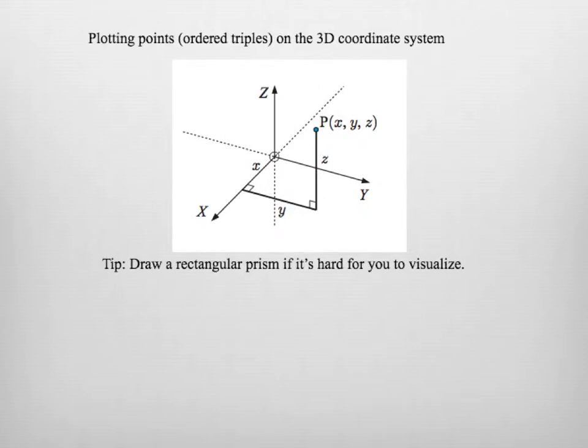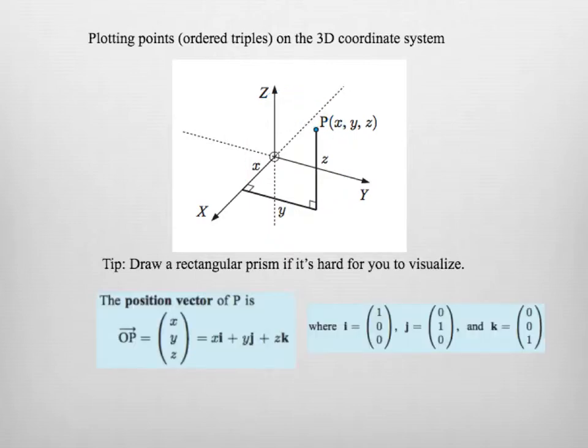And if it's hard for you to visualize this, you can always draw a rectangular prism, which is kind of fun. Okay, so after you've drawn your point, you can draw these rectangular prisms to indicate where that is spatially, to visualize it. Okay, so you can always have fun drawing cubes. If you like drawing cubes, then this is a good thing for you to do.